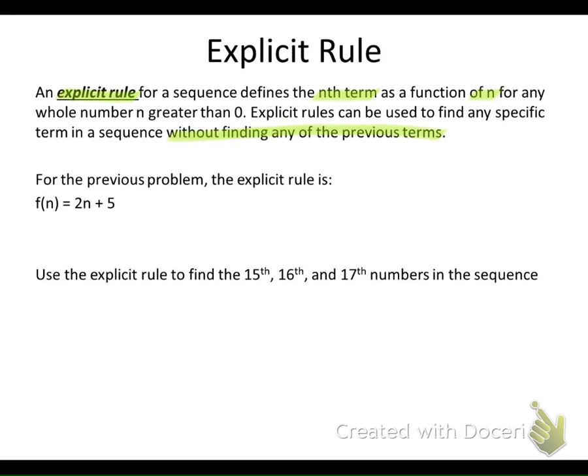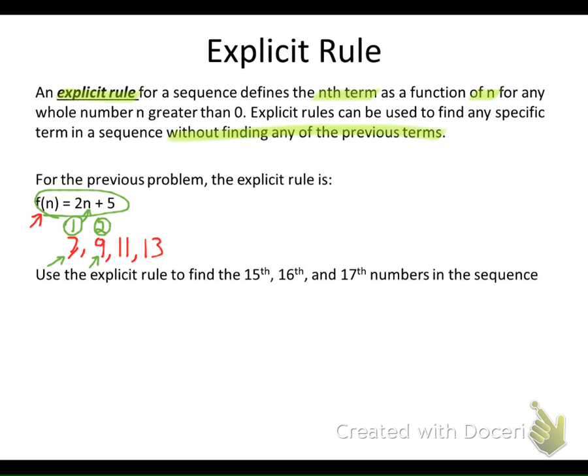So in the previous problem, the one with the 7, 9, 11, and 13, the explicit rule for that is f of n equals 2n plus 5. So you can see that if I were to take a 1, my position number, and substitute it in and work it out, the answer would be this 7. For the number in my second position, if I were to put a 2 in for n and work it out, 2 times 2 plus 5 would give me the 9. So I can use this function, if I know the position number, to find any term in the sequence.